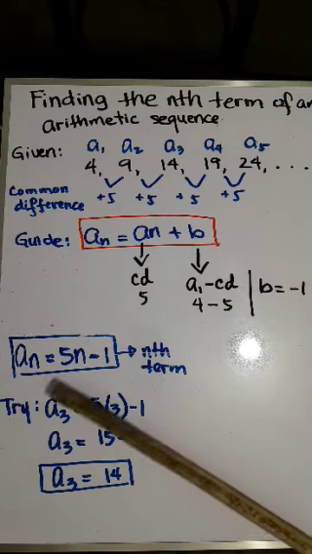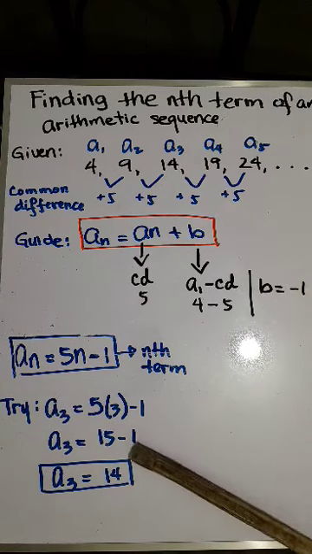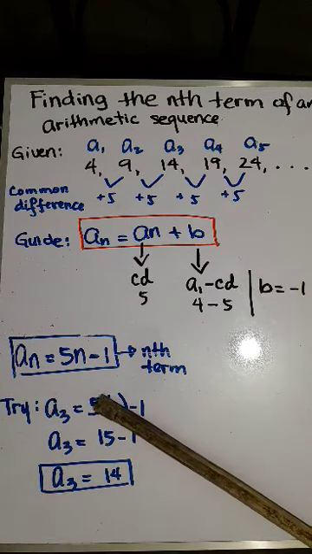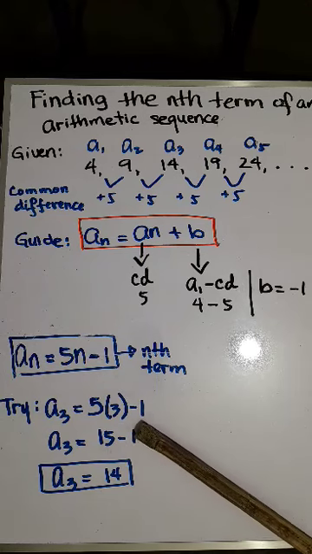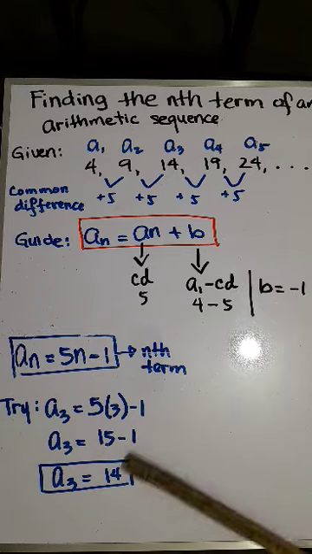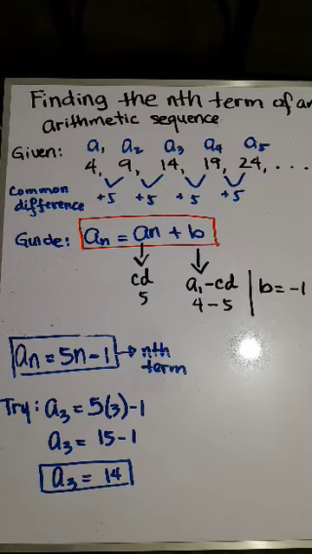Let us try finding a sub 3, which here, we have 14. Let us try if we are going to have the same. So 5 times 3 equals 15, minus 1. 15 minus 1 equals 14. We got the same answer. A sub 3 equals 14.